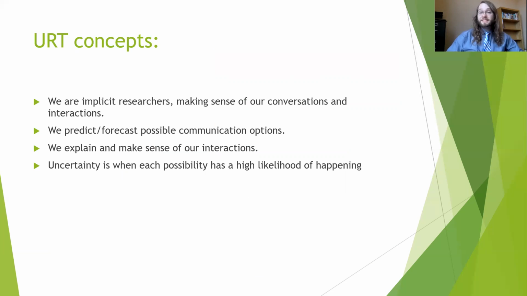We explain and make sense of our interactions. What did I learn about somebody through talking to them? And uncertainty refers to the idea that communication could go a lot of ways. Somebody could be a stranger that we don't trust. They could be okay. The idea that there are different outcomes that could happen through our communication with other people is this idea of uncertainty.